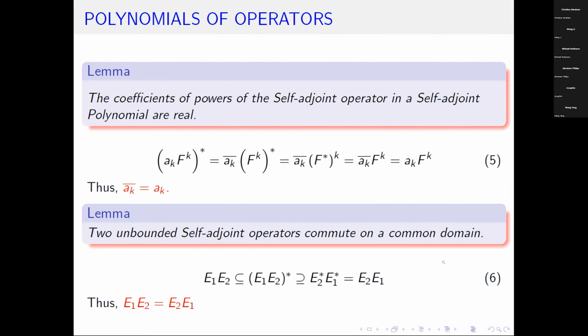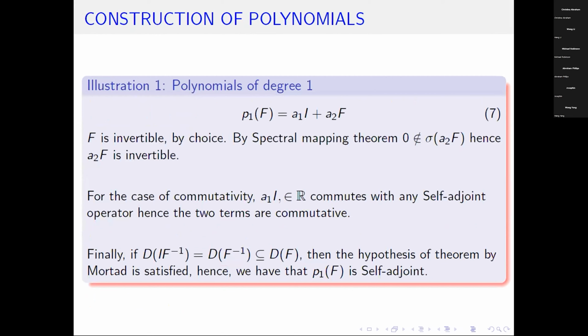Therefore, if E1 and E2 have different domains, we want our common domain to be the intersection of those two domains. Next, we come to the construction of the polynomial. First, we want to come up with the polynomial of degree 1. Look at equation 7, which is the first-degree polynomial: a_1 times I plus a_2 F, that is a polynomial of degree 1 in terms of F.